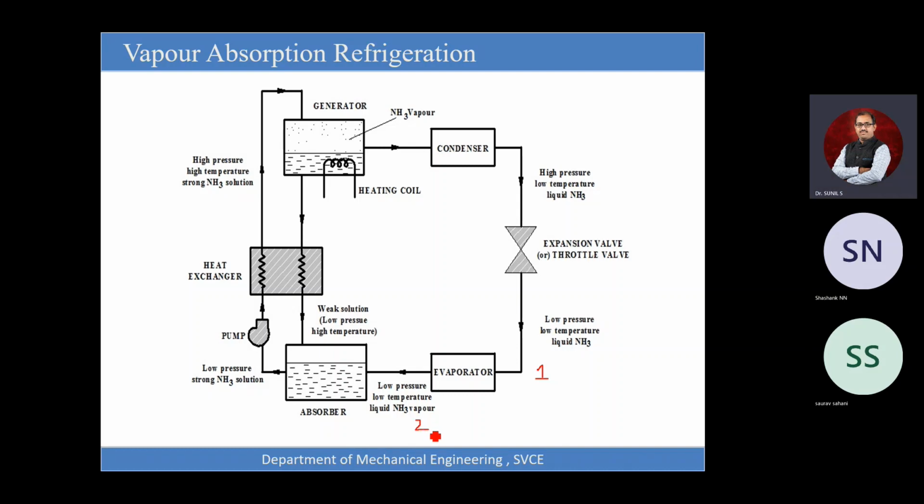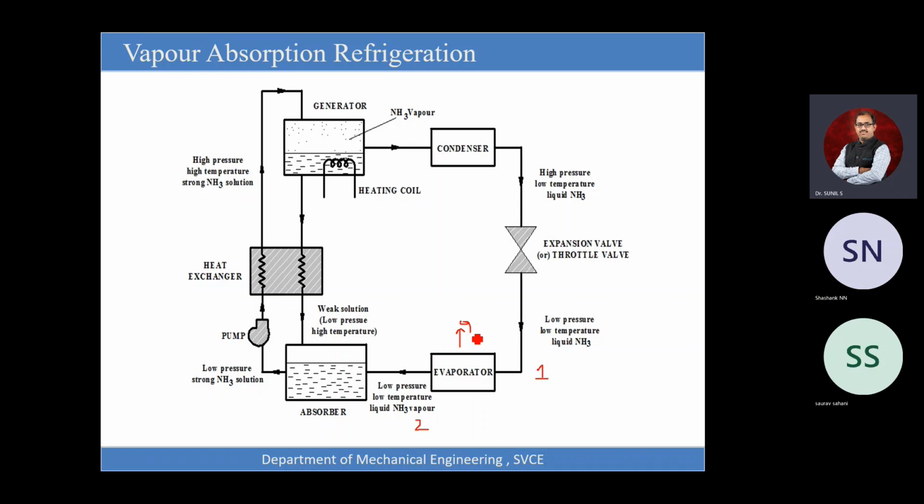At point number 2, we have low pressure, low temperature, not liquid but vapor ammonia. Here heat is actually absorbed. Is it clear? This is process 1 to 2. Next, this ammonia will enter into an absorber.